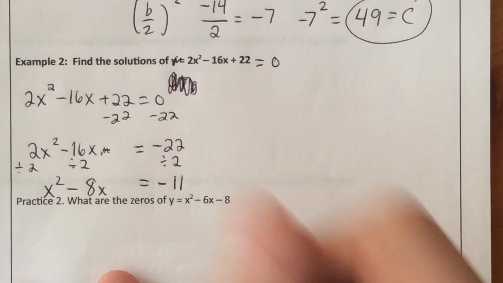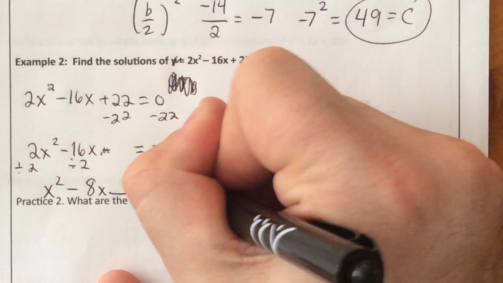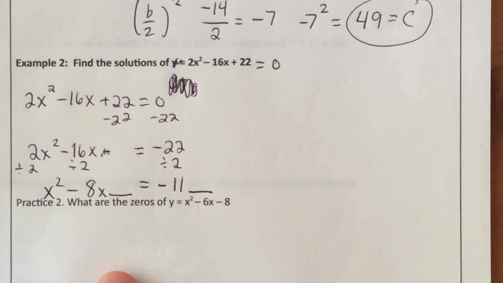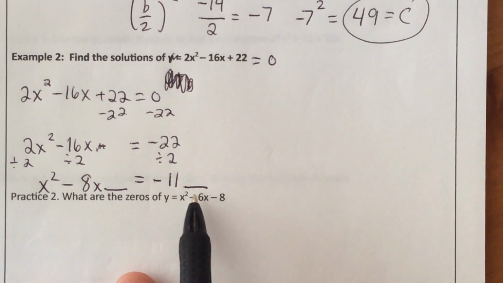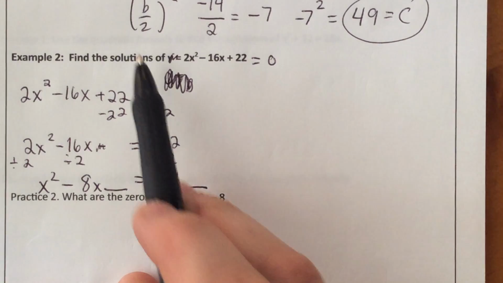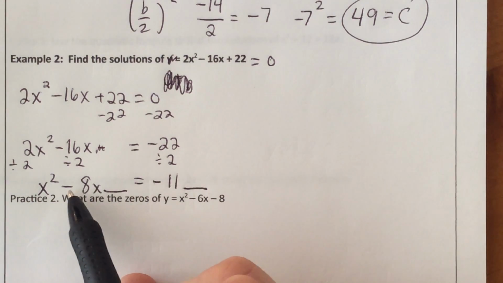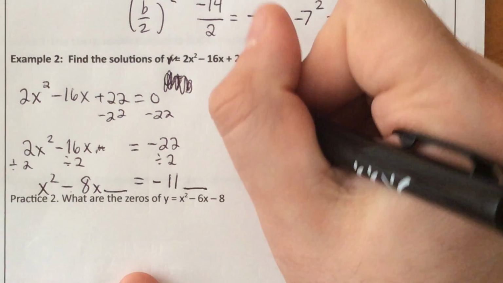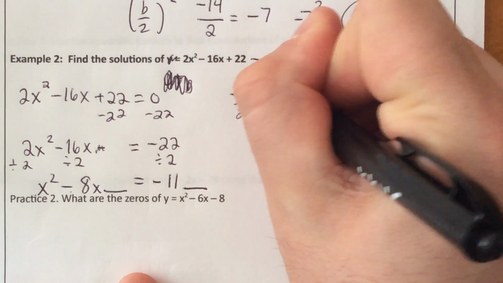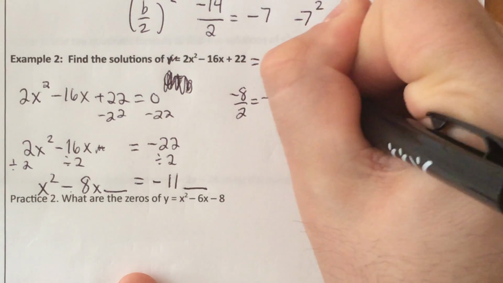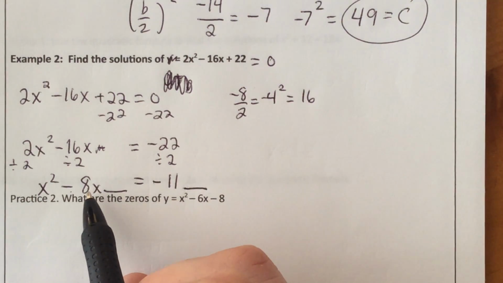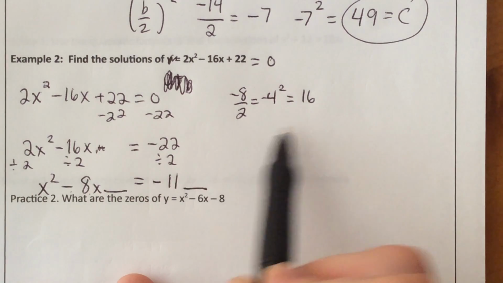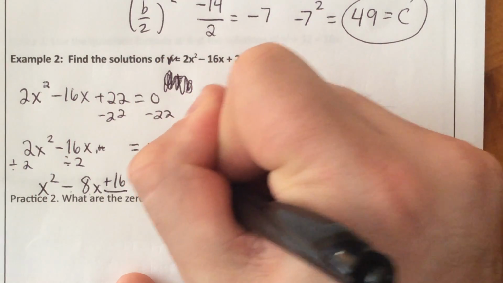Now, the next step, notice I left a little blank here. If it helps you, draw a line so you can remember that you need to add something to both sides. So I drew a blank and a blank on both sides of the equal sign. This is where I'm going to put that b divided by 2 squared. So I have negative 8, and I'm going to divide that by 2, which is negative 4, square it, which is positive 16. Okay, so divided by 2, I end up with half of 8, which is 4. 4 squared is 16. So I have to add 16 to both sides.